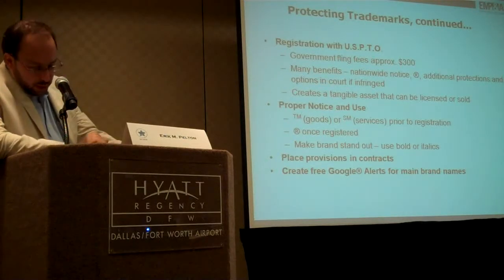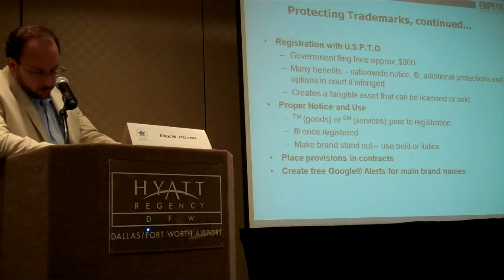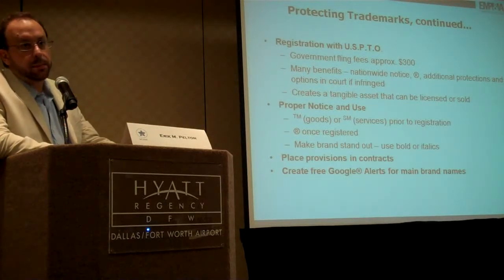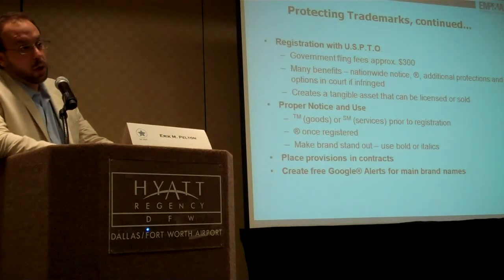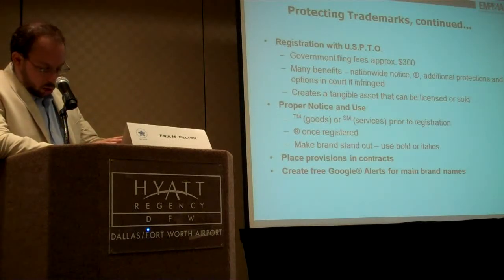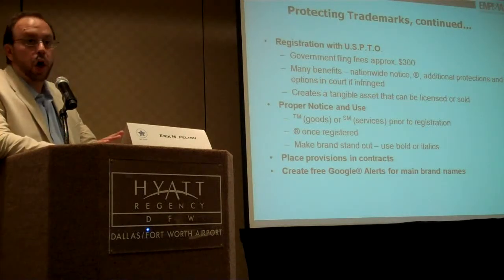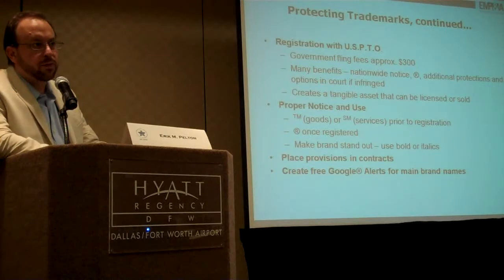So once you have a trademark, you want to use proper notice and proper use of it. That means using a TM if it's a product, which software is generally considered a product even when it's online, or SM when it's a service. And once it's registered, if you register it with the USPTO, you want to use the R with a circle to tell people that it's registered. That helps scare off potential copiers.